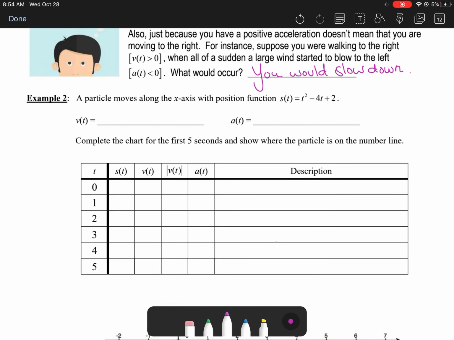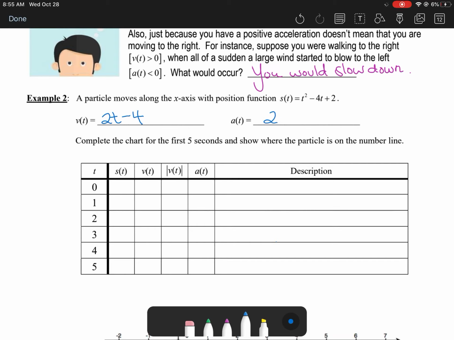Okay. So let's go ahead and look at example 2. A particle moves along the x-axis with position function s of t equals t squared minus 4t plus 2. Complete the chart for the first 5 seconds and show where the particle is on the number line. So one thing I want to do is write what my velocity function and my acceleration function are. Velocity is the derivative of my position function, so I have 2t minus 4. And acceleration is the derivative of velocity, so that is 2.